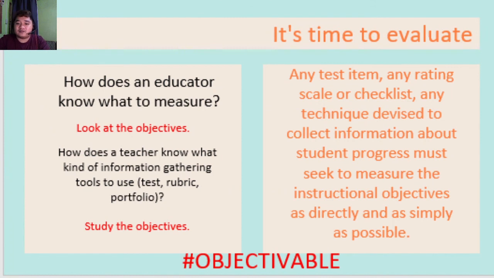It's time to evaluate. I just want to give you guys some tips. These are just tips. How does an educator know what to measure? We just need to look at the objectives. How does a teacher know what kind of information gathering tools to use, like a test, rubric, or portfolio? Just study the objectives. Any test item, any rating scale or checklist, any technique devised to collect information about student progress must seek to measure the instructional objectives as directly and as simply as possible.